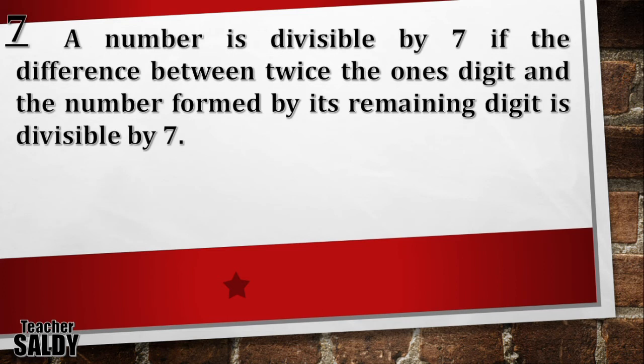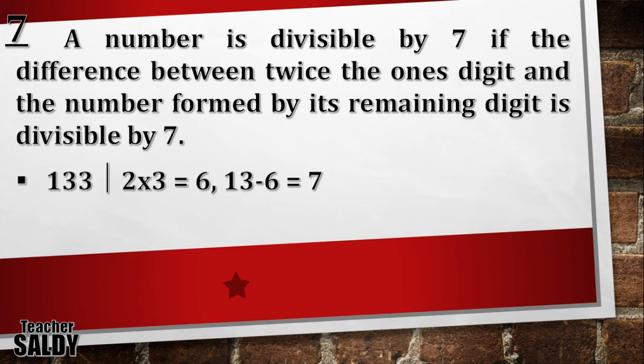Next, divisibility of 7. A number is divisible by 7 if the difference between, so minus tayo dito, twice the one digit, dalawang beses mo, or multiply the one's digit by 2, and then the number formed by its remaining digit is divisible by 7. So, ang ibig sabihin dito, i-times 2 mo yung nasa one's digit, i-minus mo dun sa remaining digits.